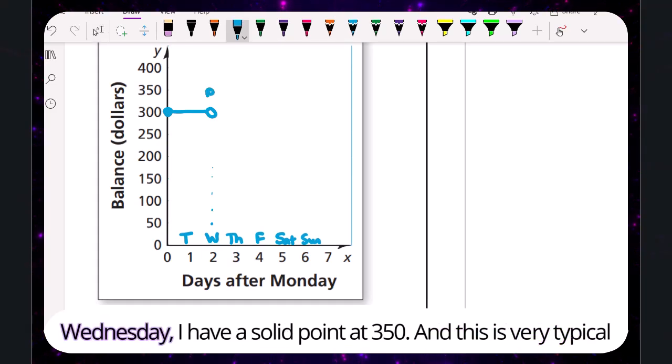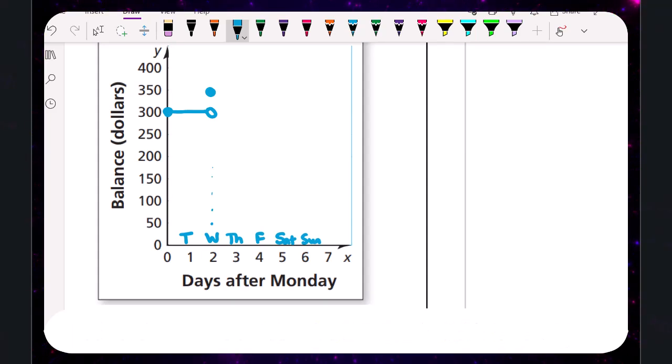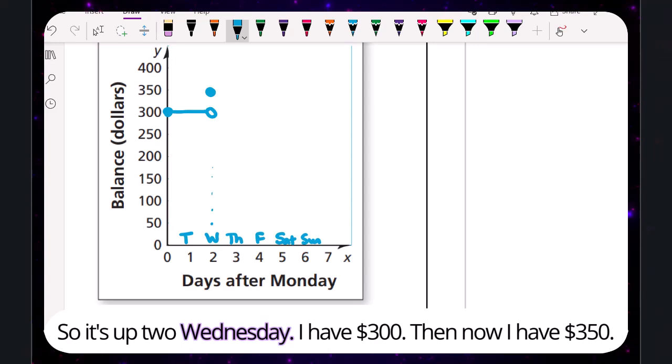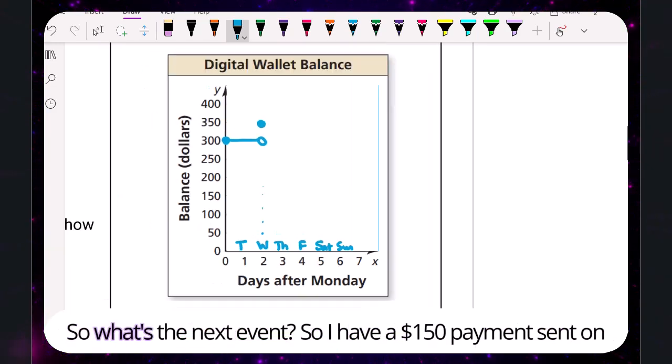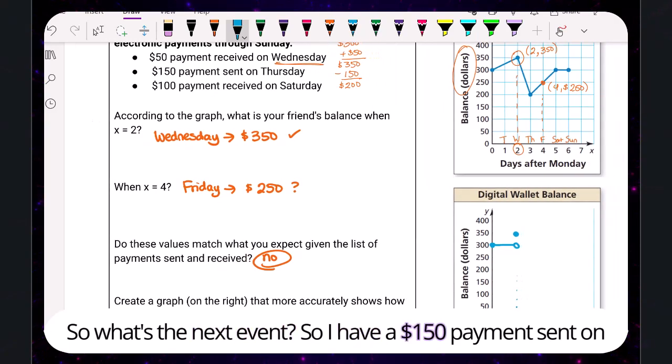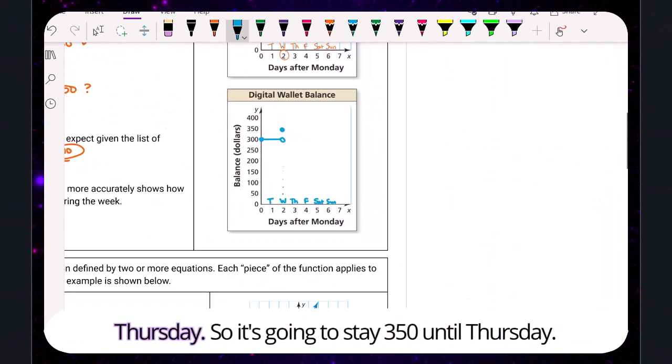So on Wednesday, I have a solid point at $350, and this is a very typical piecewise function. So up to Wednesday, I have $300, then now I have $350. So what's the next event? I have a $150 payment sent on Thursday.